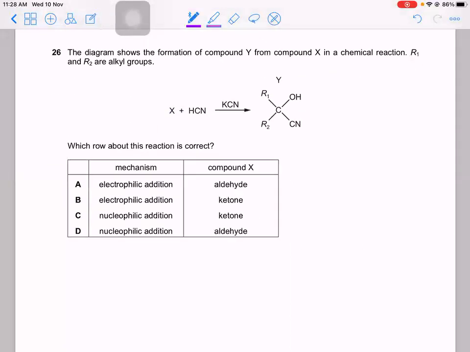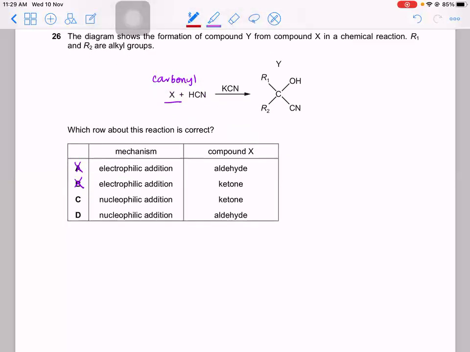Diagram shows the formation of compound Y from compound X in a chemical reaction. So what is happening? In X, you're adding HCN in the presence of KCN, and that is giving you this. So definitely X must be a carbonyl compound, because this is nucleophilic addition, and that happens in carbonyl compounds. So this is nucleophilic addition. Answer can't be A or B. Yes. Now they're saying, is it a ketone or an aldehyde?